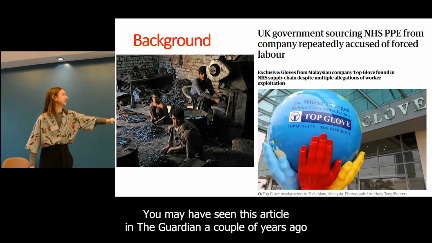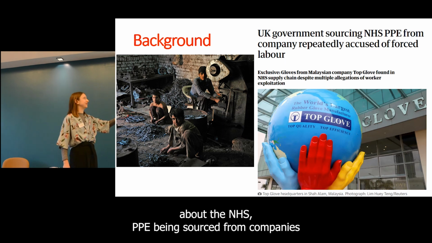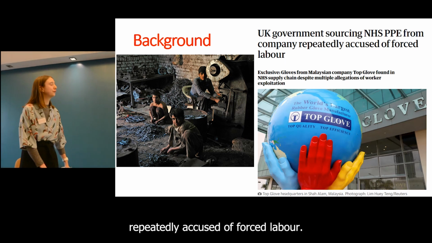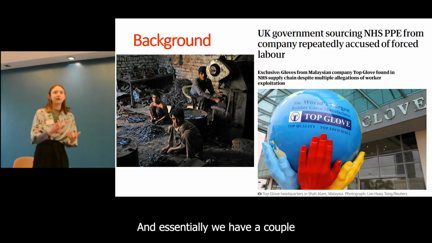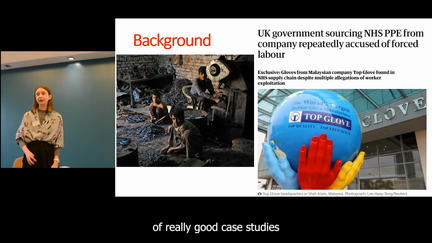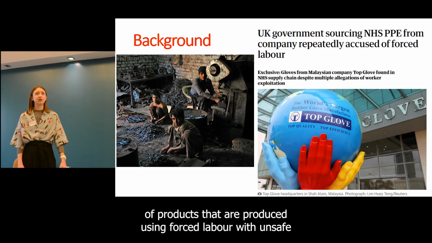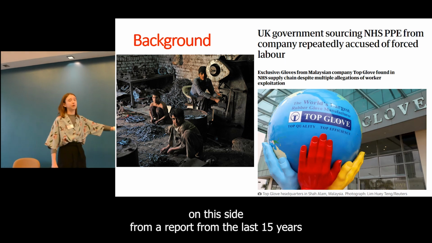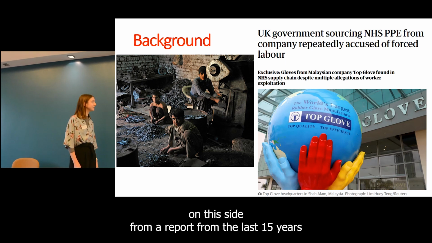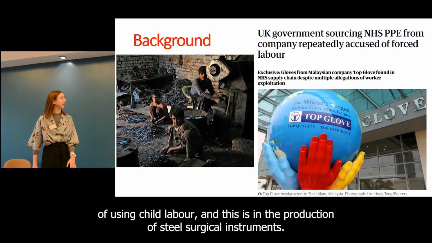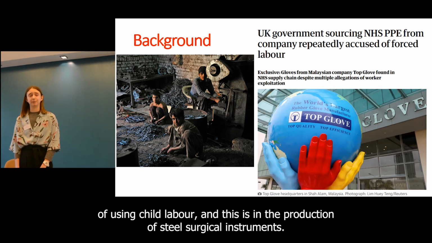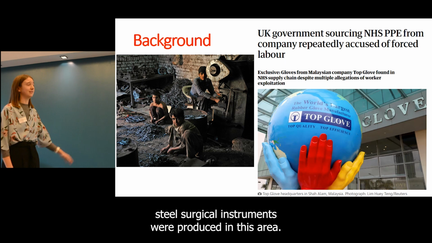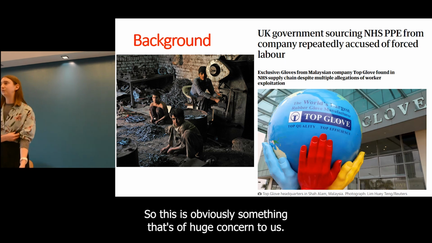You may have seen this article in The Guardian a couple of years ago about the NHS PPE being sourced from companies repeatedly accused of forced labour. And essentially we have a couple of really good case studies of products that are produced using forced labour with unsafe working conditions, and as you can see in the photo on this side from a report in the last 15 years, of using child labour, and this is in the production of steel surgical instruments, and we know that about two-thirds of the world's steel surgical instruments were produced in this area. So this is obviously something that's of huge concern to us.